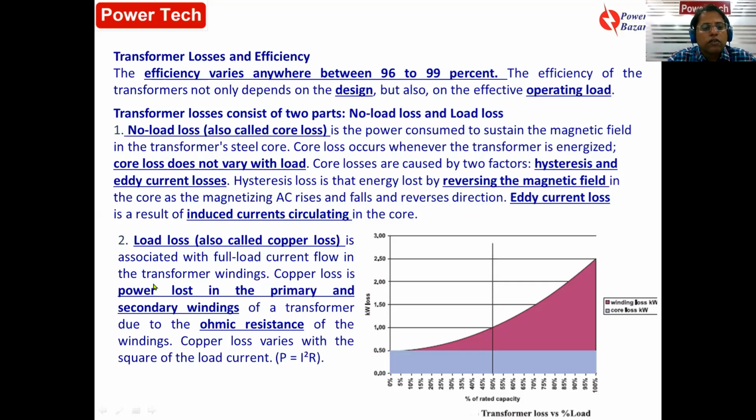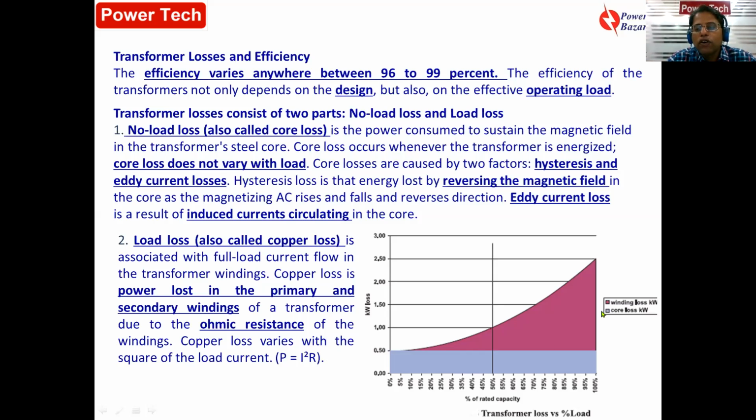Copper loss occurs due to the power lost in the primary and secondary windings. Since the primary or secondary windings have some resistance, the current flows due to which I square R loss occurs, that is known as ohmic loss as well. So there is a load loss or copper loss. So two types of losses: no load loss and load loss.